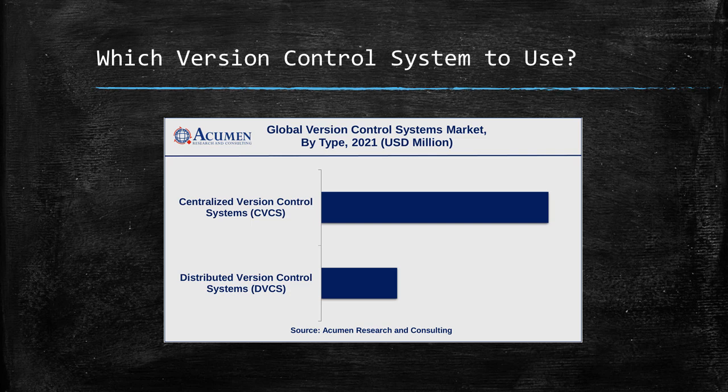DVC is also useful in situations where developers need to work offline or with limited network connectivity, as each developer has a complete copy of the project's history and can work independently without needing to be connected to a central server. Additionally, DVC is often used in open-source software development, where contributions can come from many contributors who may not have access to a central server or have different workflows and preferences for managing their own code.